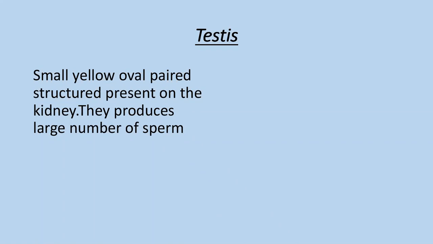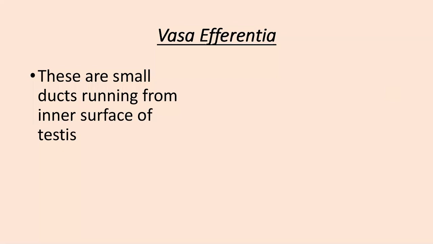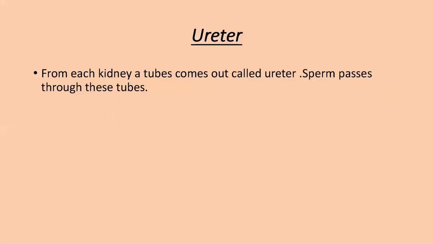They produce germ cells, which are called sperms, and they are produced in the testes and pass into the kidney. And then from the kidney, these vasa efferentia, small ducts running from the inner surface of the testes, enter into the kidney. From each kidney, a tube called the ureter comes out. Testes produce sperms. These sperms enter the kidney through vasa efferentia, and from the kidney, the sperm passes out through the ureter and comes into the next organ, which is called the cloaca.